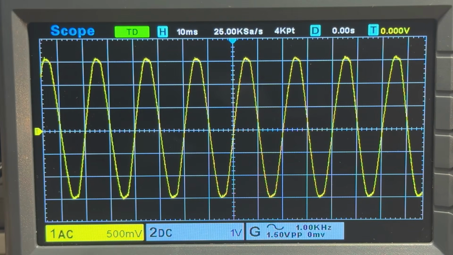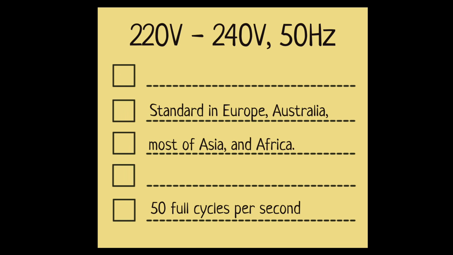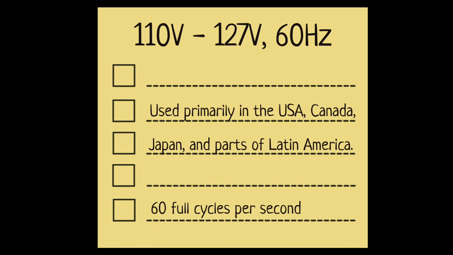Let's answer the question, what is rectification? AC, or alternating current, is constantly changing direction. In Australia, mains power runs at 50 Hz, which means 50 full cycles per second. Since the current reverses direction twice in each cycle, it's actually changing direction 100 times per second. In the USA, mains frequency is 60 Hz, so the direction is changing 120 times per second.